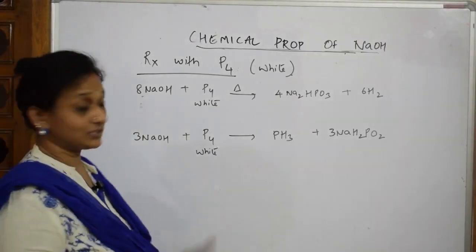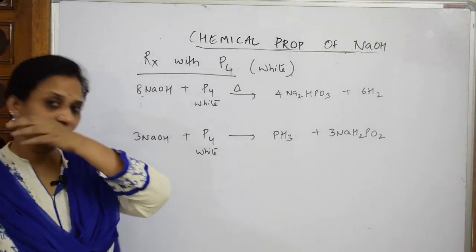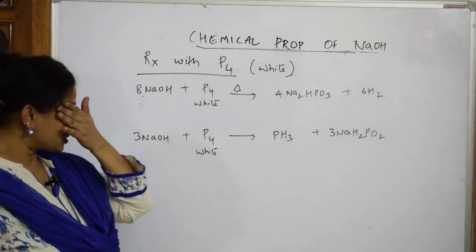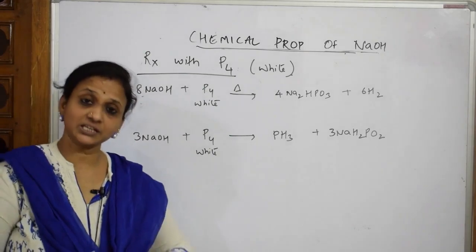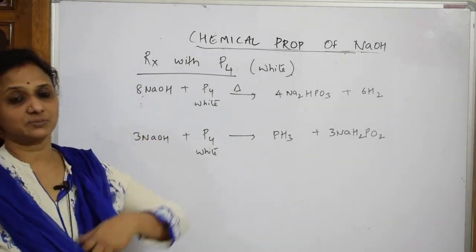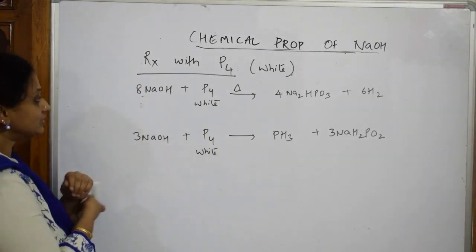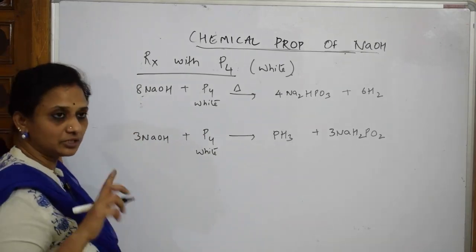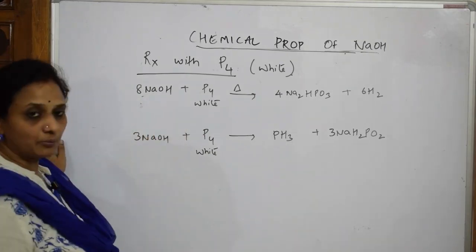Right, now this particular reaction I've already written. I want to explain something important in this. Now when sodium hydroxide reacts with white phosphorus, right? We have white phosphorus, red phosphorus, black phosphorus also, isn't it? When it reacts with white phosphorus, with the P4 unit, there are two products formed, right?